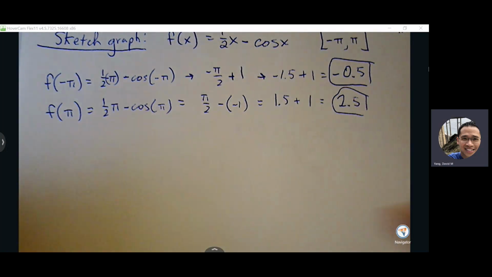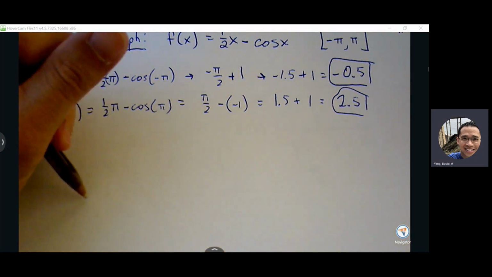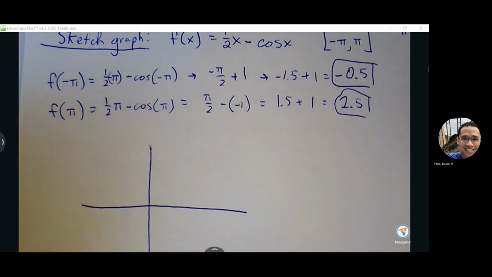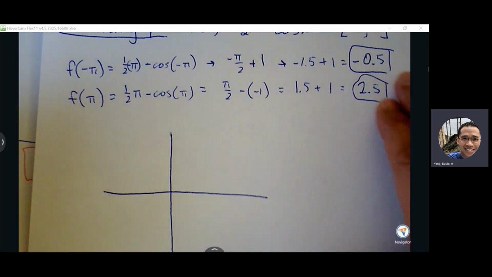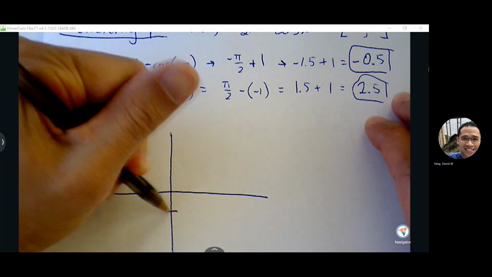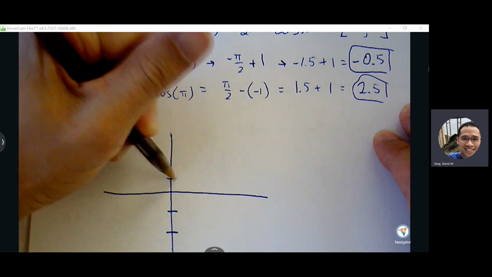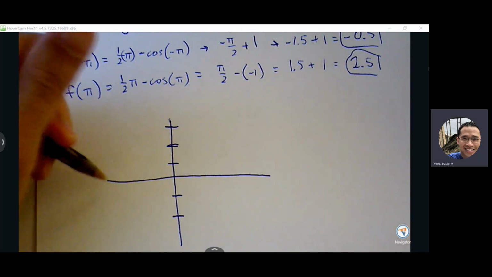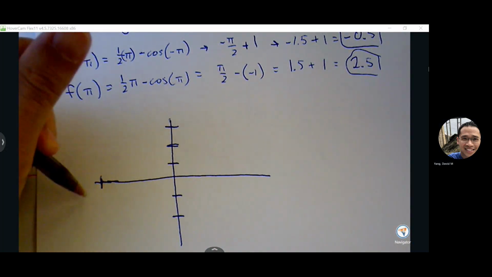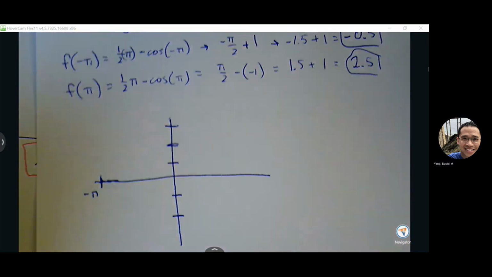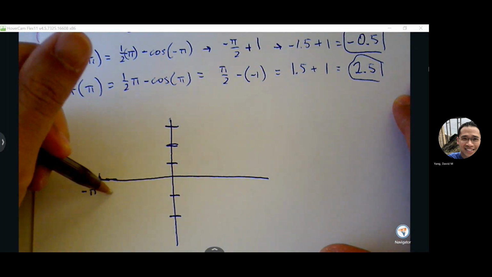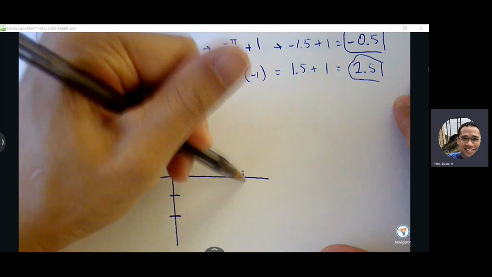Okay, so let's go ahead and start our sketch of our graph. We know we're going to start off at negative 0.5 and end up at 2.5. So I'll start off marking off negative pi, and I'll end up at pi.